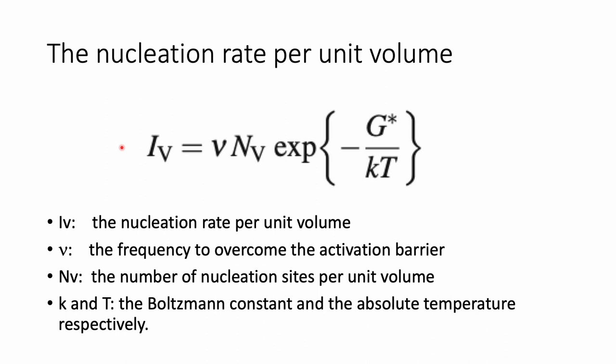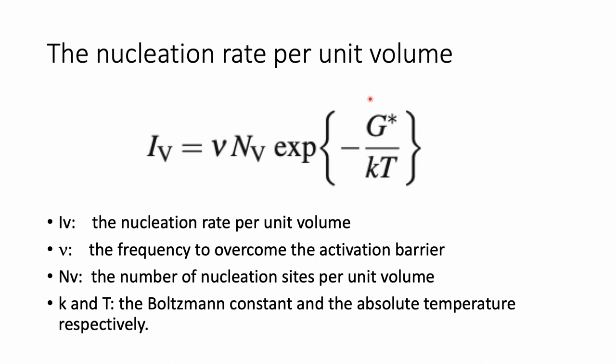We talk about nucleation, then we need to understand now how about the nucleation rate. We can use this equation to explain the physics for the nucleation. So IV talking about the rate, how quick of the nucleation. This value depends on mu multiply Nv multiply e power minus G star over kT. Here, mu talking about the frequency, so how many jumps, vibrations of the atoms. And then the Nv talking about the number of the nucleation sites per unit volume. This part talking about the probability the jumps can pass the barriers.